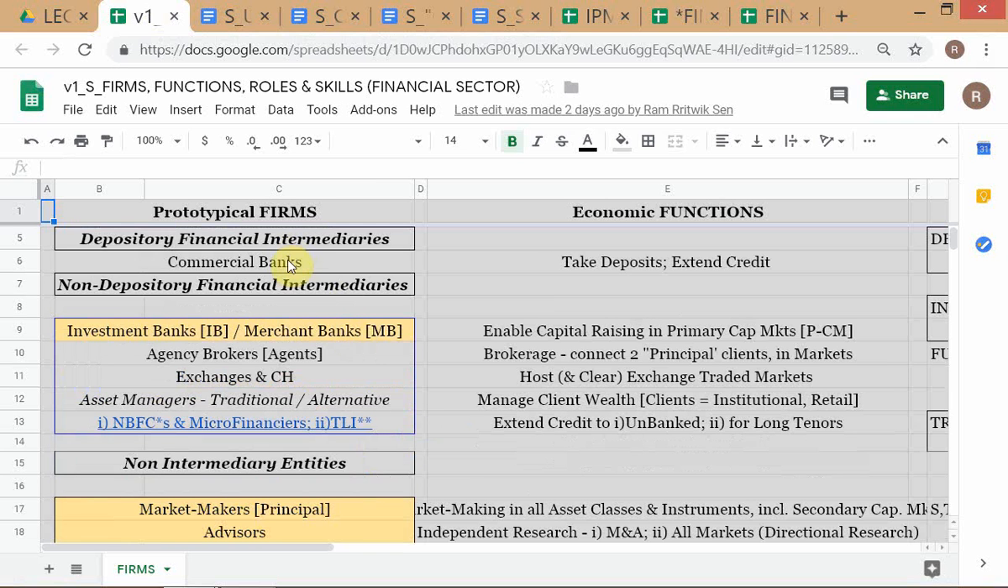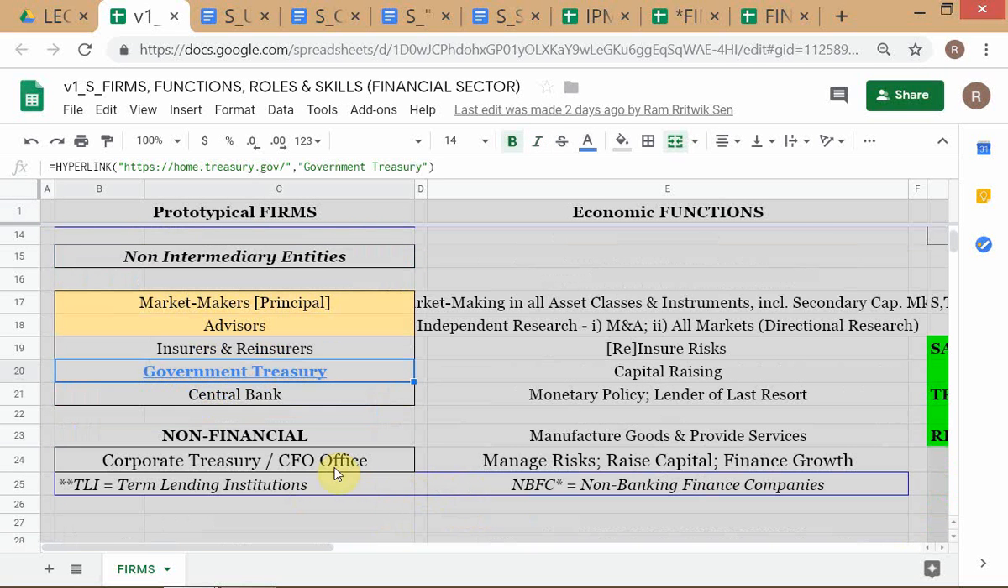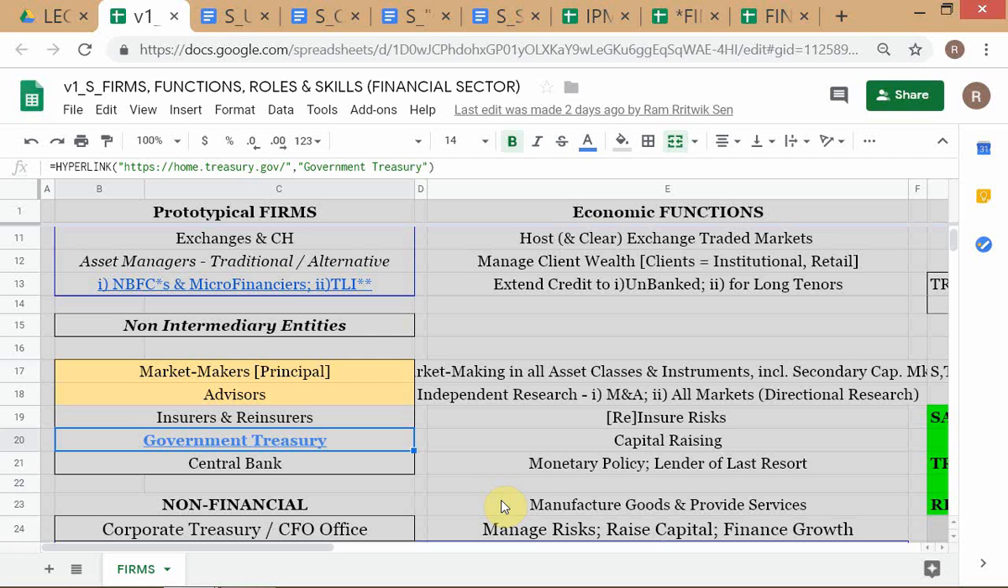Either you're working in a commercial bank, or in an investment bank, or in an asset manager, or in a government treasury, or in a corporate treasury. So I look at all these different firms and their functions, and I look at what kind of decision problems you might face if you were working in any of these firms. Is that clear? And so I try to design the curriculum in such a way that it helps you to solve these decision problems better. So that is the thinking that has gone into it.